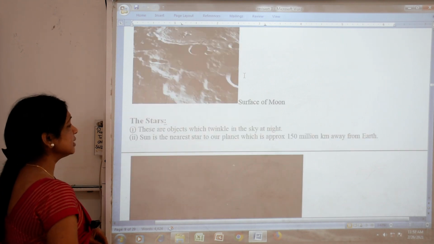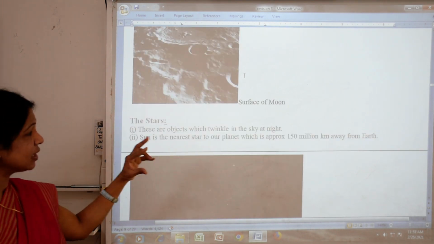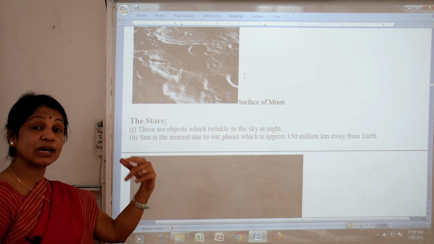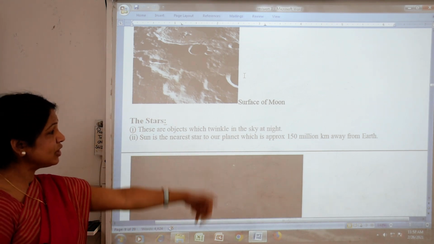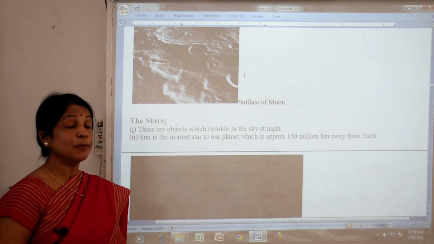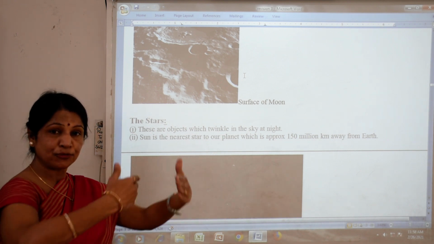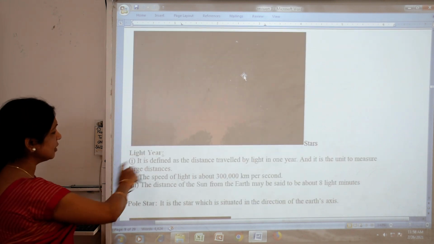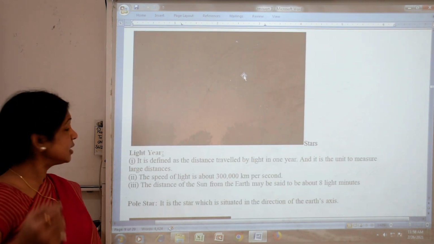Stars are objects which twinkle in the sky at night. The sun is the nearest star to our planet, and it is approximately 115 million kilometers away from the earth. Now we are going to see the light year. What is a light year?